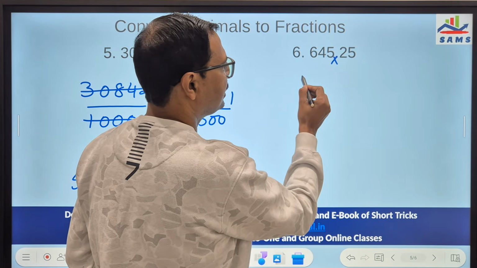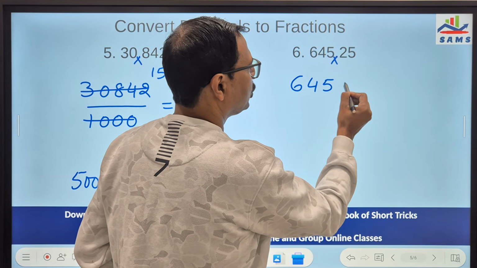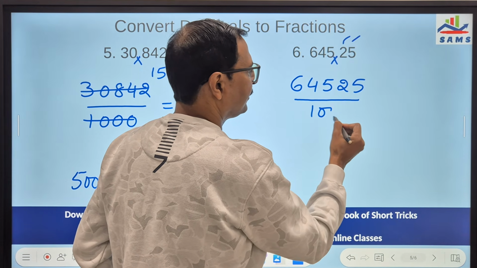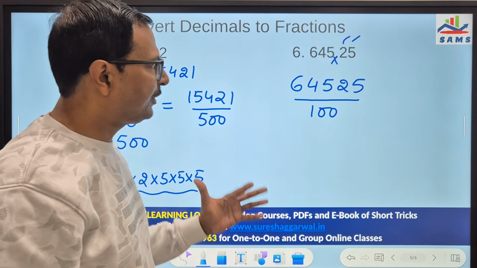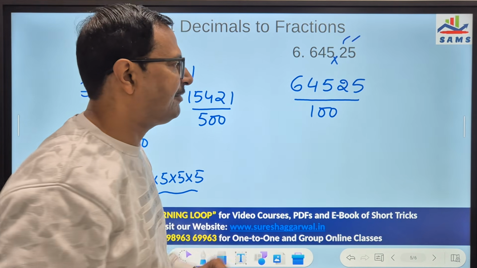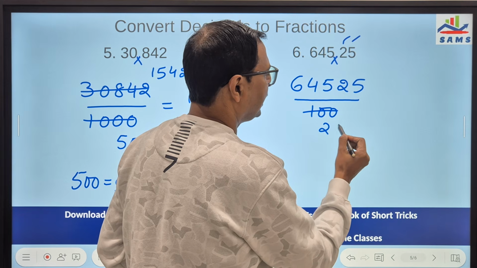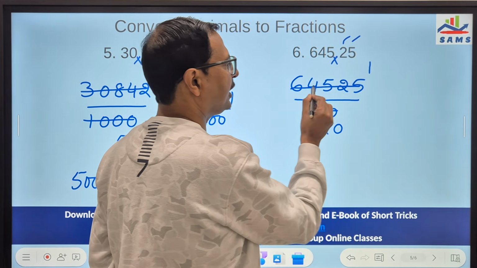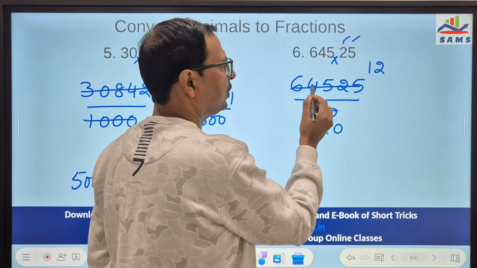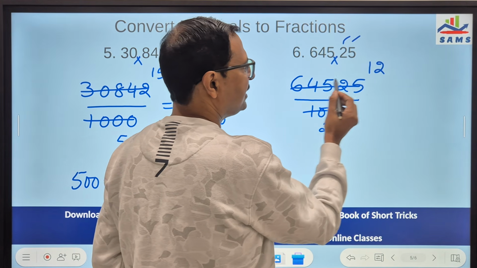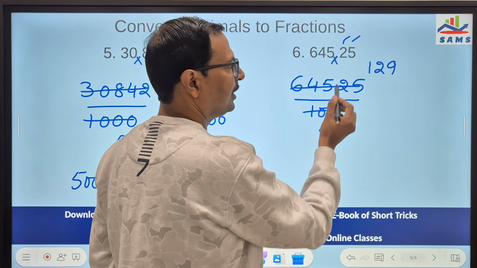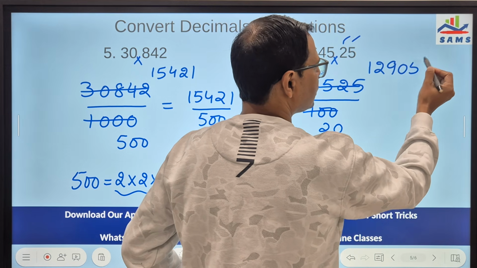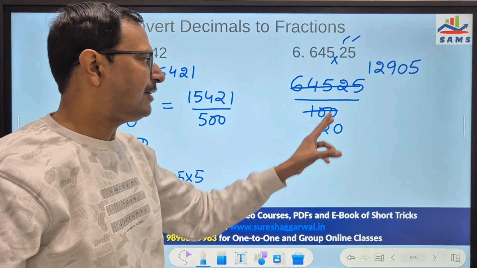Likewise here, little smartness and you will get through the answer. Remove the decimal. 64525, the complete number. Divide by 2 decimal places, so 100. Now comes the turn of removing the common factor. So they are divisible by 5, right? 5 2's are 10, and a 0. Now 5 1's are 5. 5 2's are 10. 45 means 5 9's are 45. Now 2 is not divisible, so 0. 25 means 5. So here you have 12905 and 20.